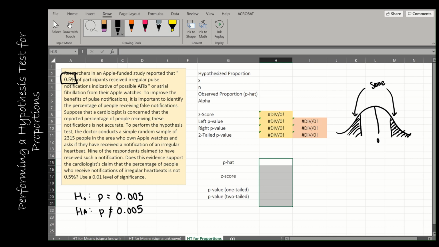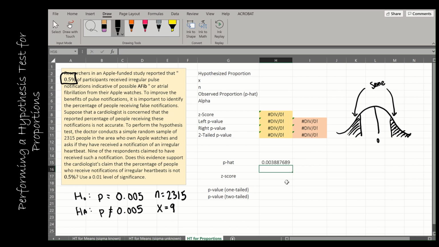We know that the doctor conducts a simple random sample of 2,315 people. So 2315 is n, who own Apple Watches, and asks if they've received a notification of an irregular heartbeat. 9 of them said yes, so that's x. Notice I haven't found p-hat yet. I'm going to have to find that myself, and so p-hat, which is my observed value, is going to be x divided by n.